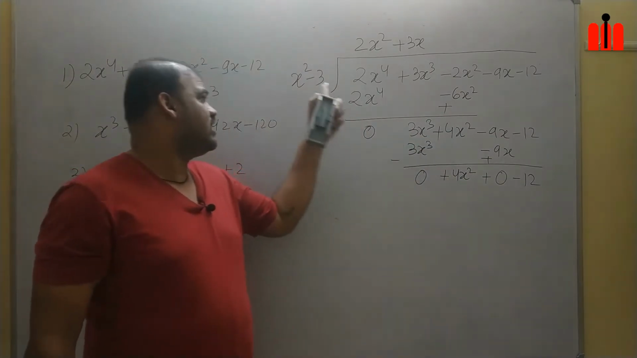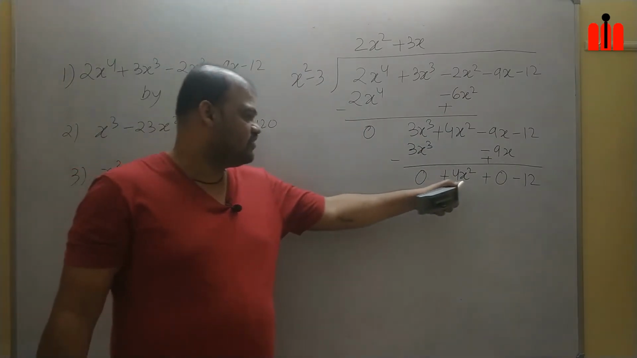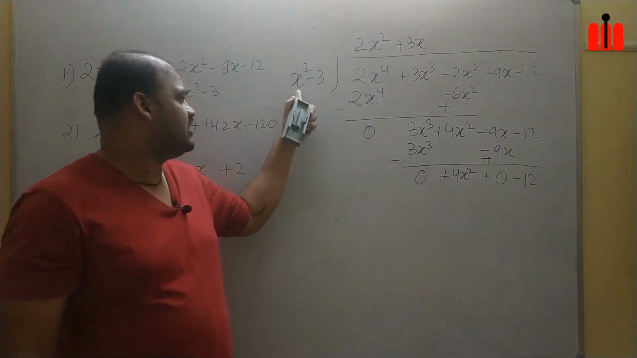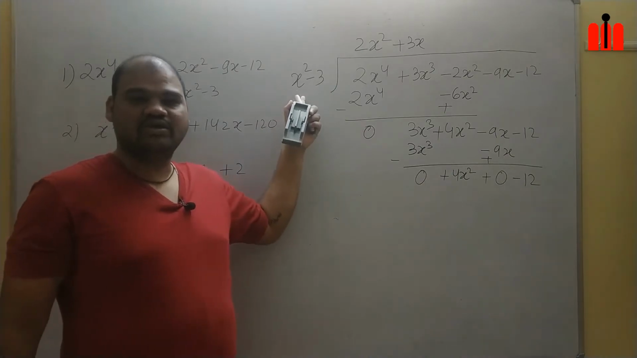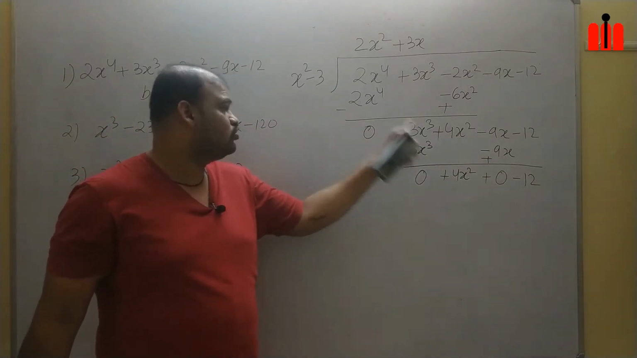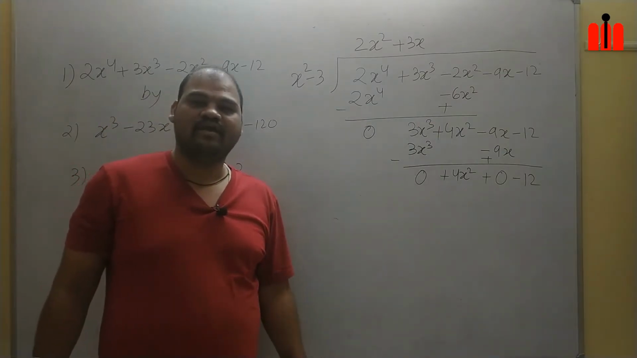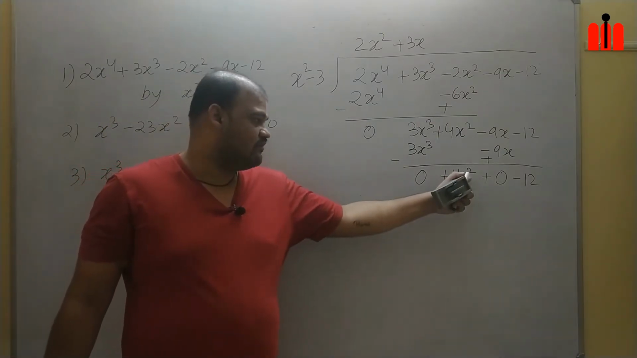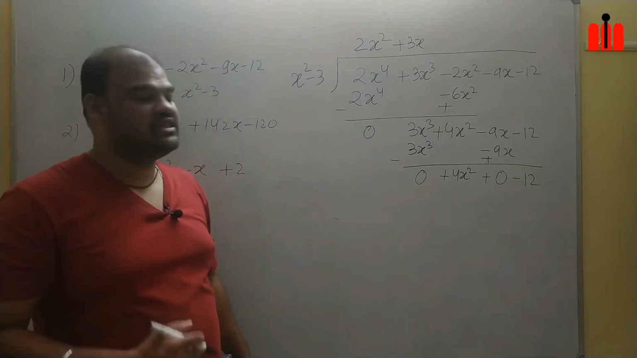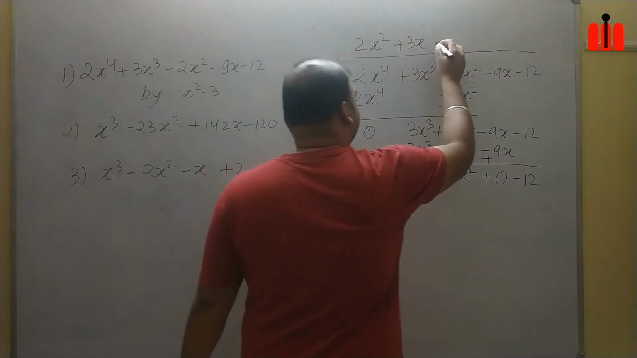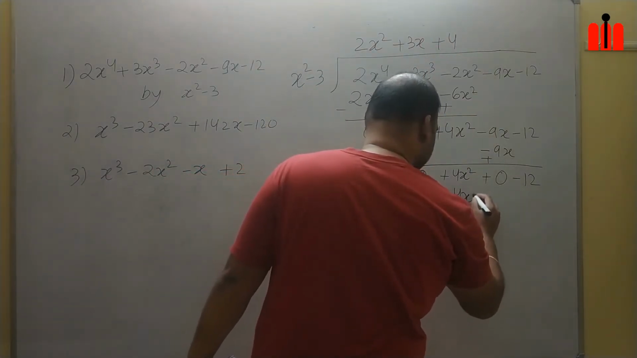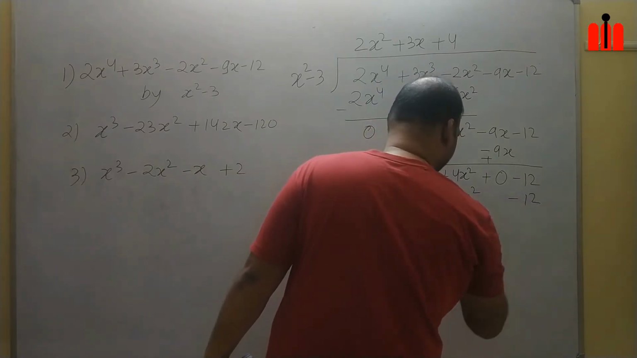Now here it is x square, and there it is x square. Once we get any polynomial having degree lesser than that of the divisor x square minus 3, then it is known as the remainder. Here both of them have the same degree, 2 and 2, so further division is possible. So x square minus 3 I will multiply with plus 4, so it will be 4x square minus 12.